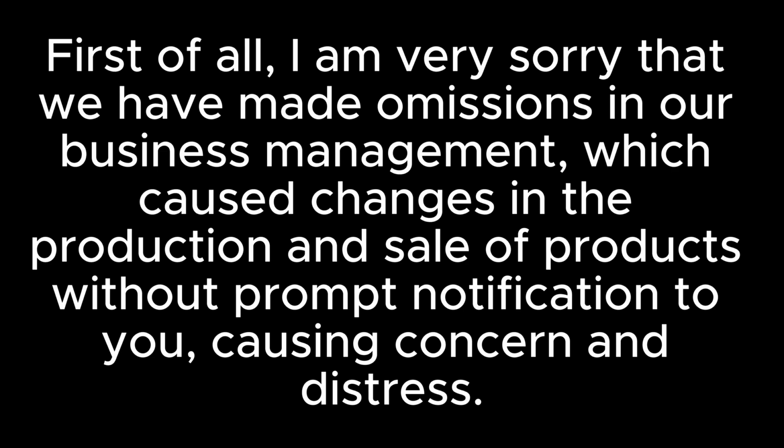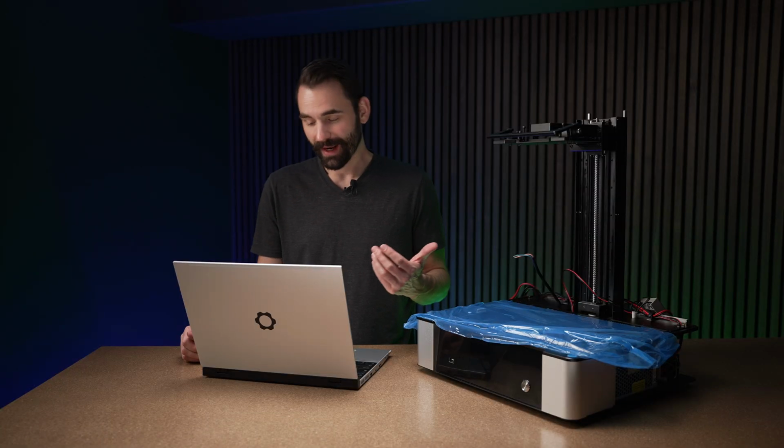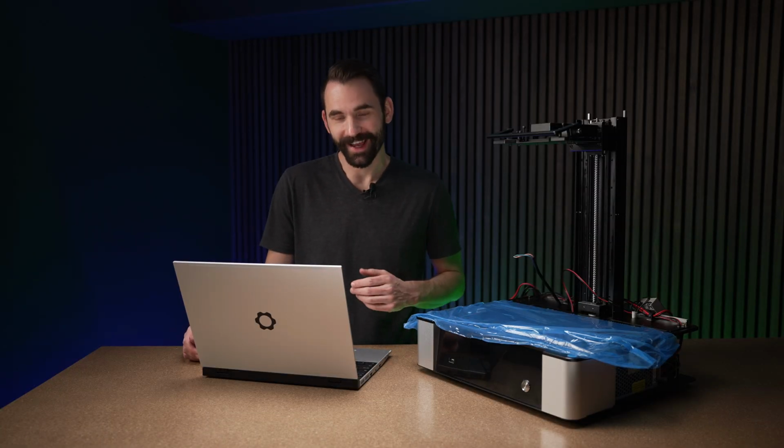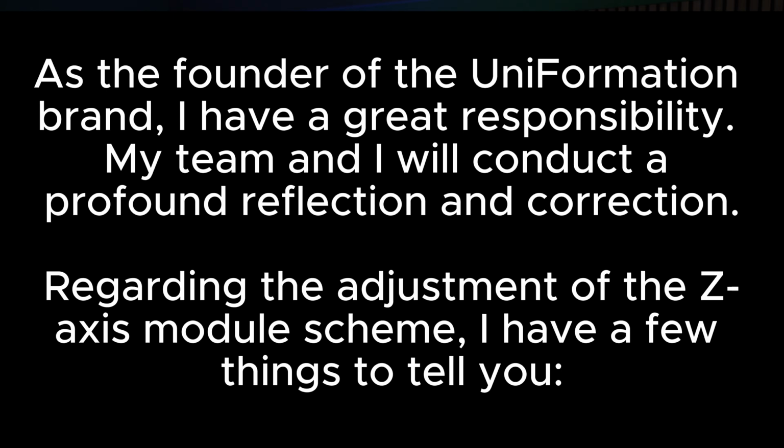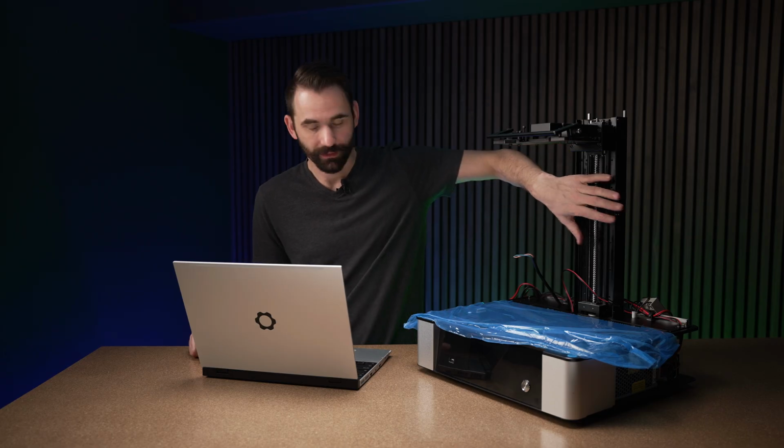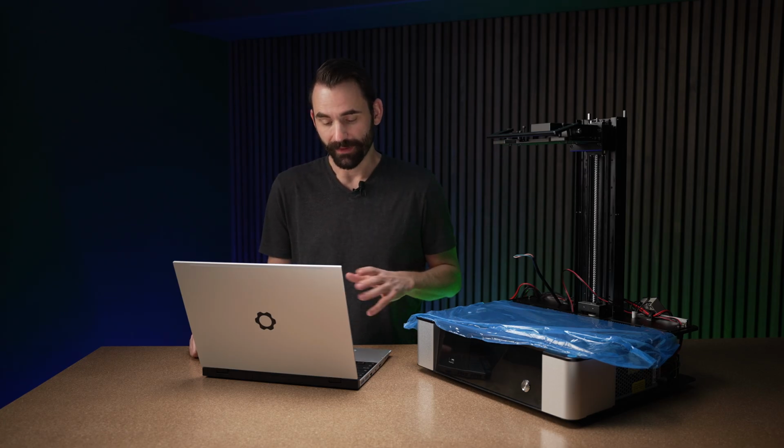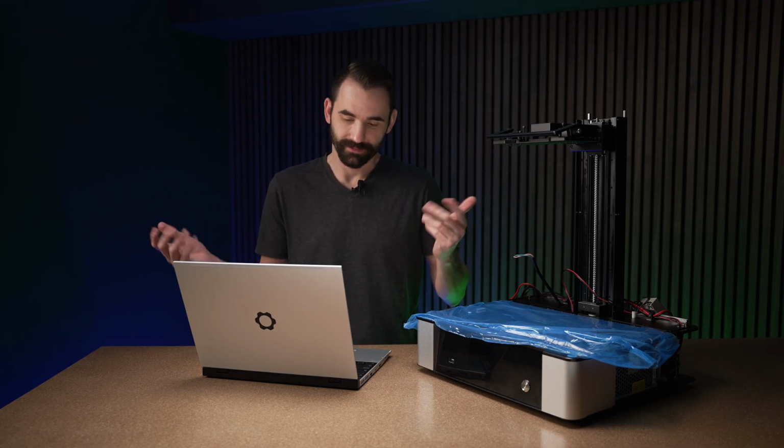First of all, I'm very sorry that we have made omissions in our business management, which caused changes in the production and the sale of products without prompt notification to you, causing concern and distress. And I would say, yeah, definitely causing a lot of concern and a lot of distress. As the founder of the Uniformation brand, I have a great responsibility. My team and I will conduct a profound reflection and correction. Regarding the adjustment of the Z-axis module, which is, you know, the dual linear rail, I have a few things to tell, or I guess inform you.